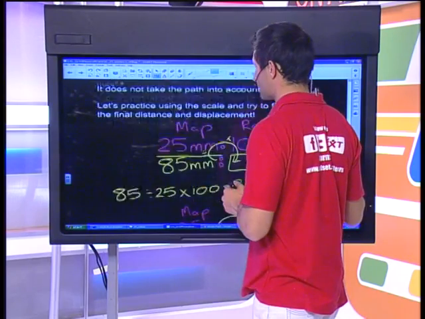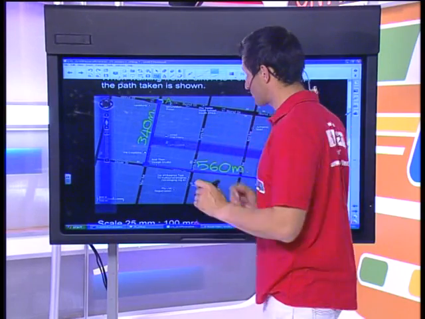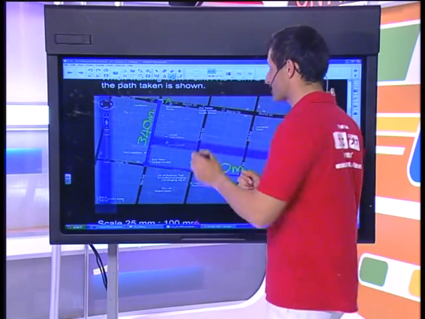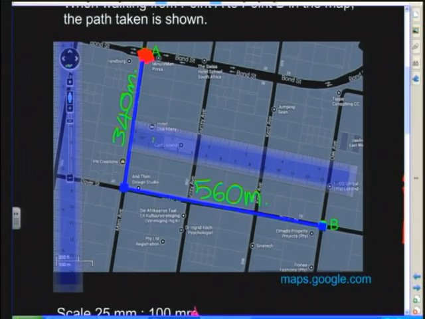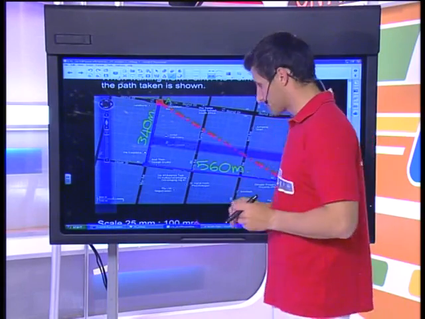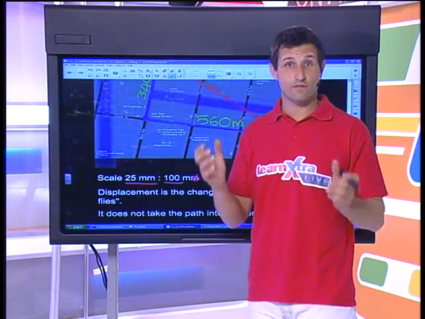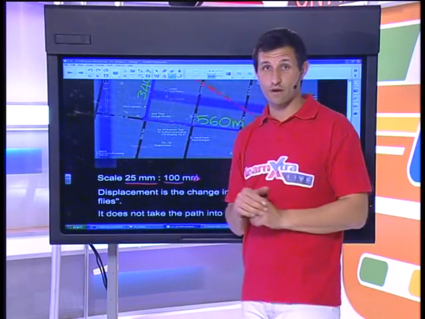Now, here's the thing which I want to impress upon you. Displacement is something slightly different. What I want to do is draw in something called displacement. Displacement is the change in position from our starting point to our finish point directly. Very often it's described as the crow flies. What that means is if you were a crow, you would be able to fly directly from point A to point B. You wouldn't have to stick to all the streets. This is the path that you would take.